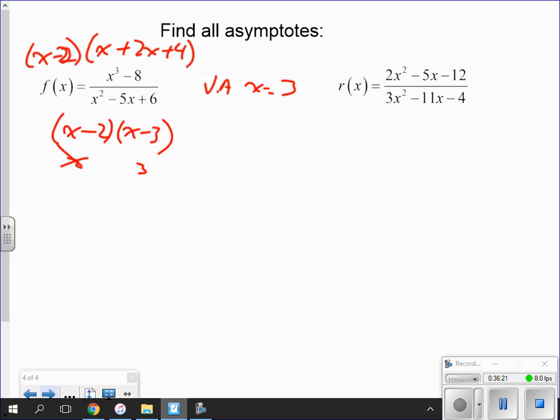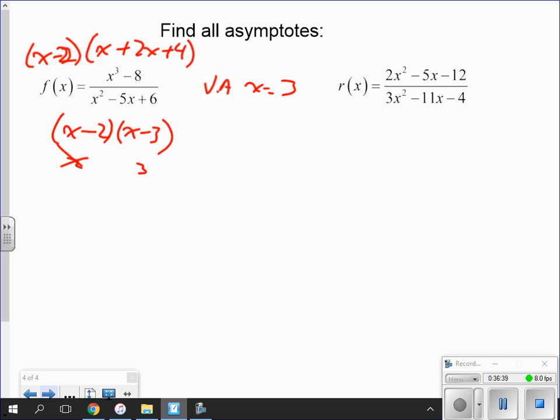You cannot do synthetic division because what am I dividing by? I'm dividing by a quadratic. And you cannot reduce and then divide. You have to divide as they stand. So what do I have to do on this one? I have to do long division.